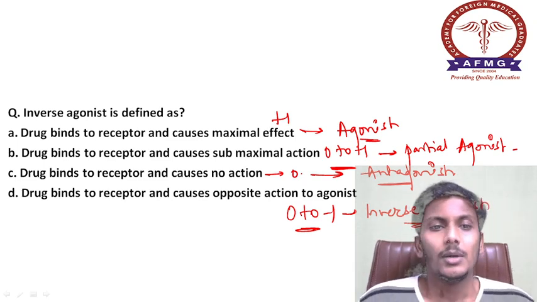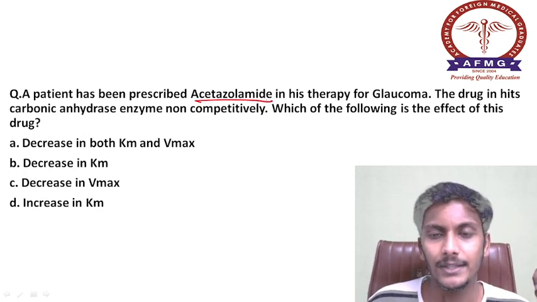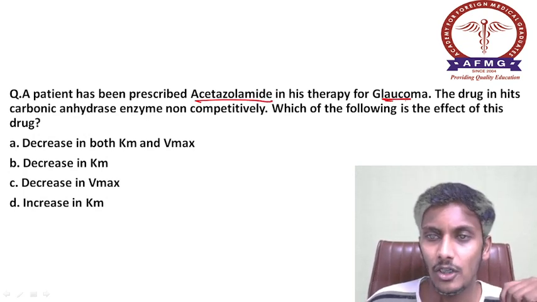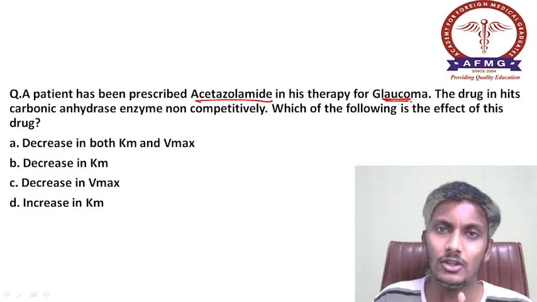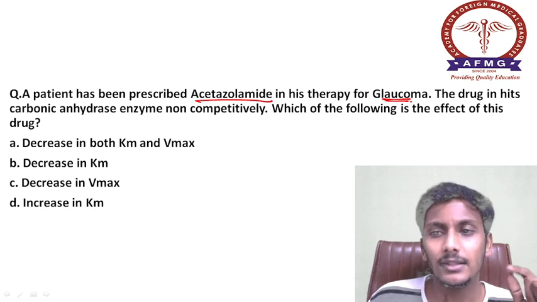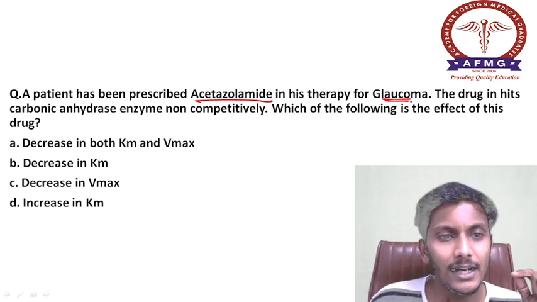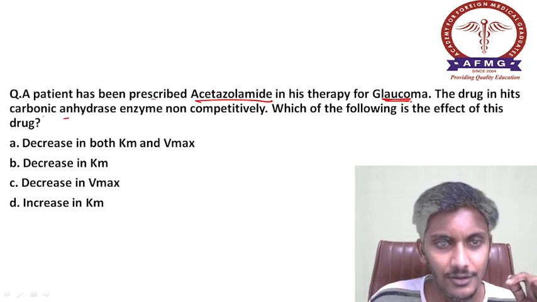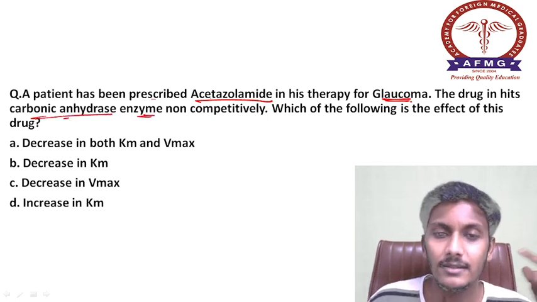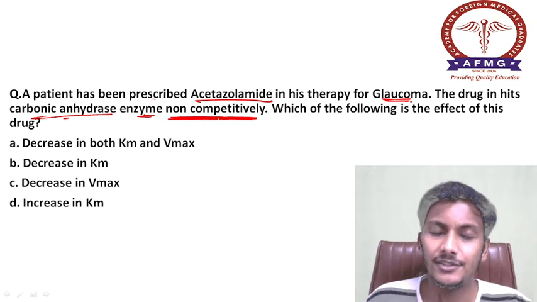Moving further, a patient has been prescribed acetazolamide in his therapy for glaucoma. As we all know, glaucoma में हम acetazolamide देते हैं, which is a carbonic anhydrase inhibitor, right? So the drug inhibits carbonic anhydrase enzyme, as we have discussed already. It inhibits carbonic anhydrase enzyme non-competitively. Which of the following is the effect of this drug?